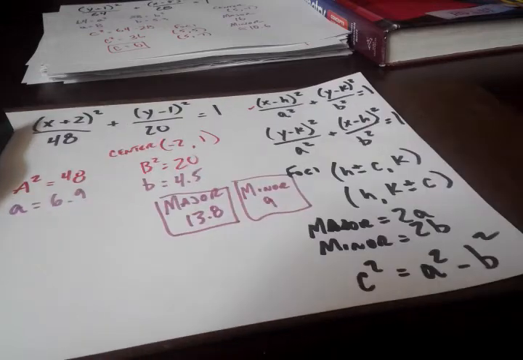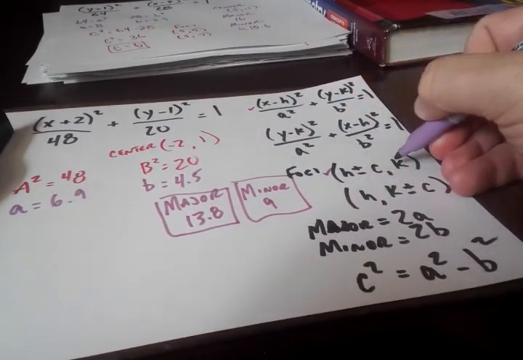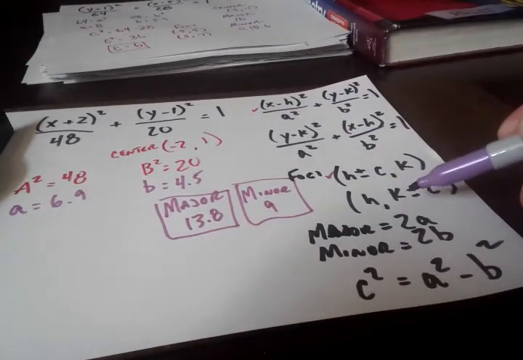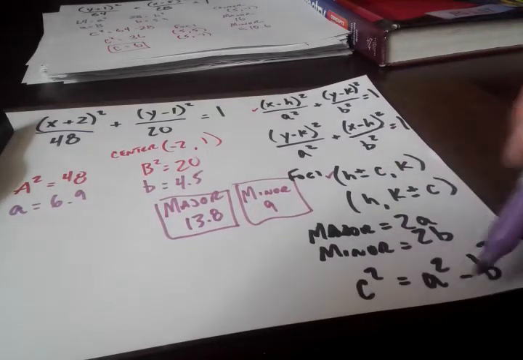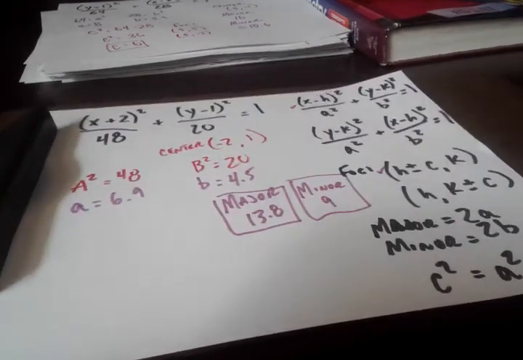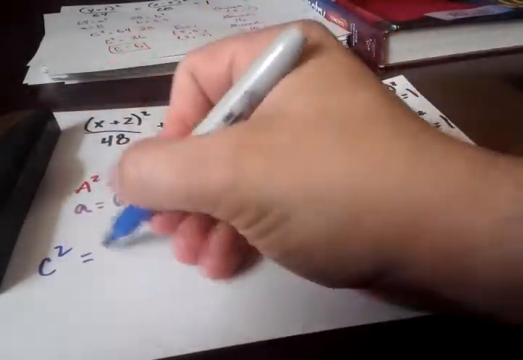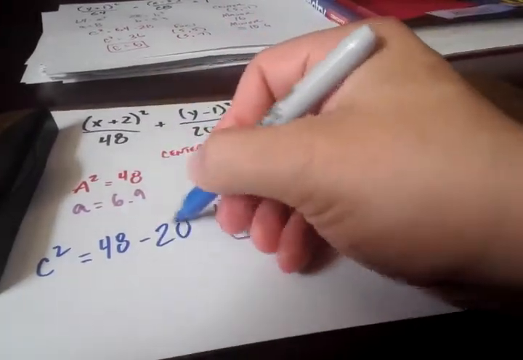Okay, so we're going to use this point for the foci because it's horizontal again, right? So we're using this top one, not the one we just used. We'll add and subtract C to H, but to do that, we need C. We're going to use this formula down here. So C squared equals A squared, 48, minus B squared, which is 20. 48 minus 20 is 28.